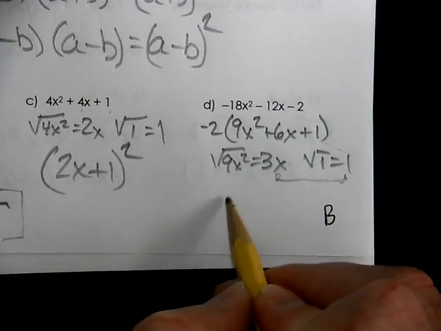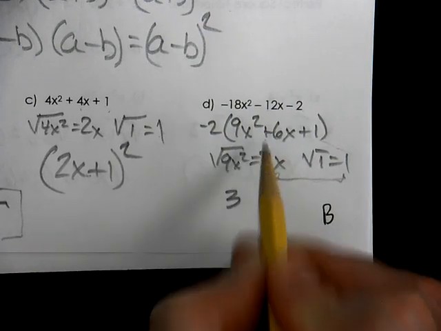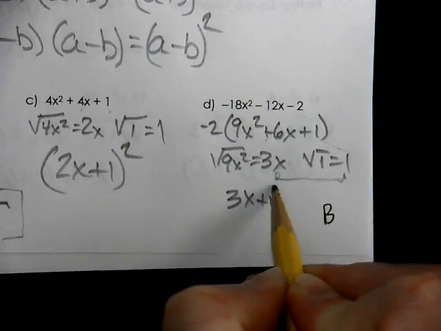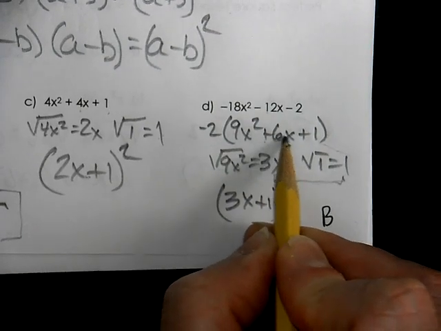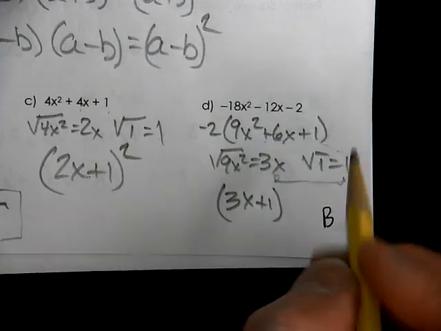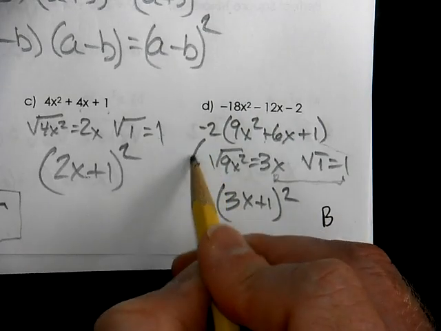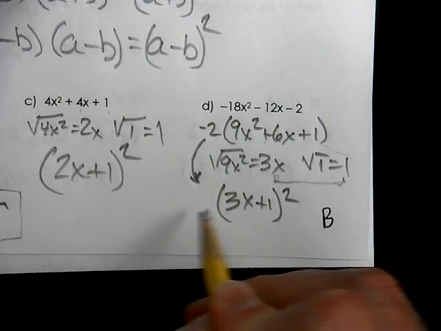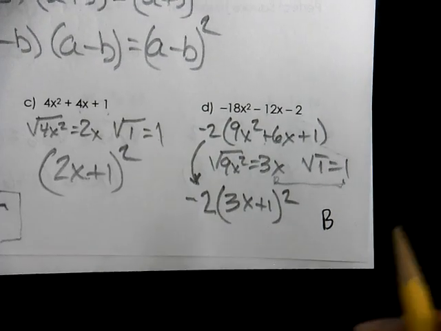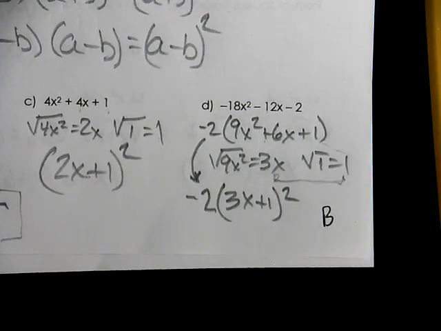So my final answer is 3x plus 1, because my x here was positive, squared, perfect square trinomial, and don't forget your GCF. Good job. Factor by grouping.